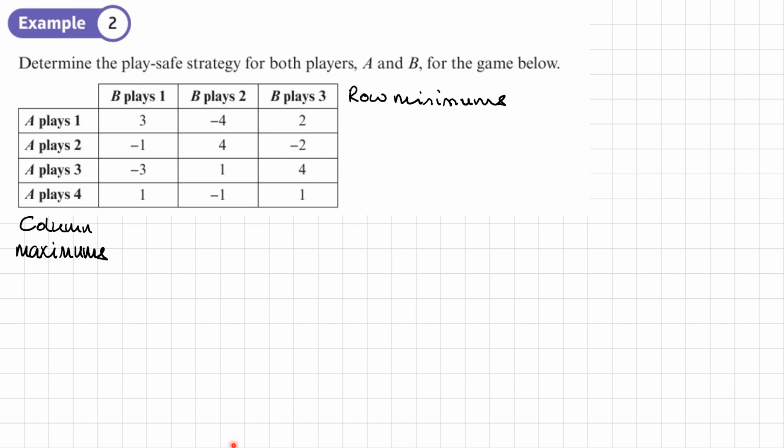So if we start with the row minimums, we have in the first row -4, second row -2, third row -3, last row -1. And we want the maximin, the maximum of those minimums, and that's going to be -1. So that came from the bottom row. So playing safe, A should play 4.